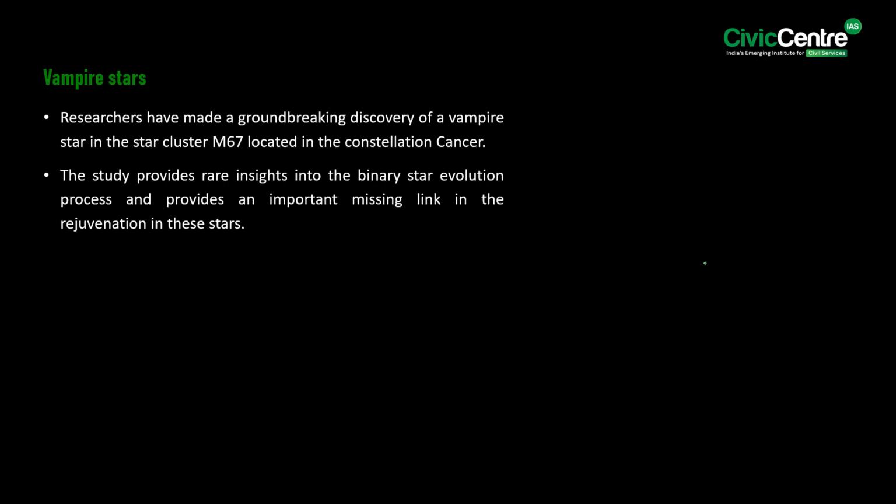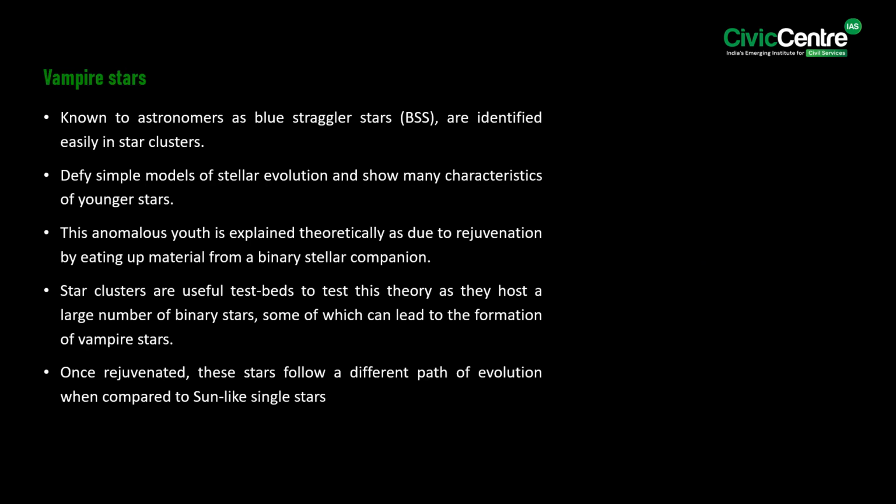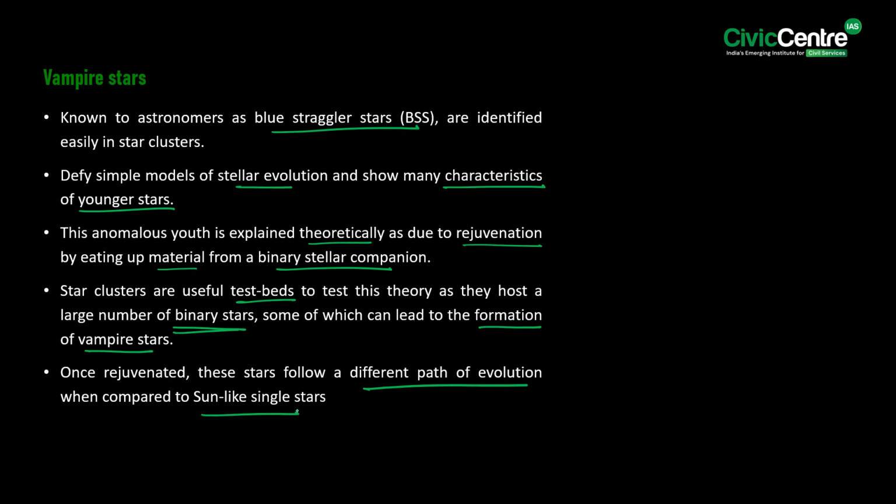See, these vampire stars are known to astronomers as blue straggler stars. Notably, they are identified very easily in the star clusters. These stars defy simple models of stellar evolution and show many characteristics of younger stars. Further, this anomalous youth is explained theoretically as due to rejuvenation by eating up material from a binary star companion. Significantly, the star clusters are useful test beds to test this theory as they host a large number of binary stars, some of which can lead to the formation of vampire stars. Once rejuvenated, these stars follow a different path of evolution when compared to sun-like single stars.